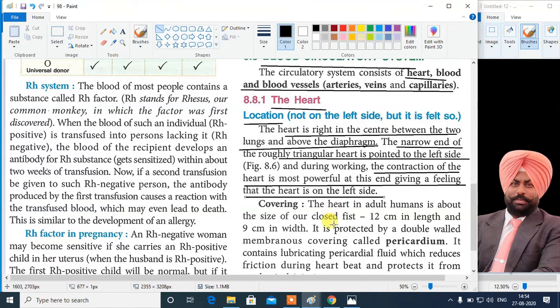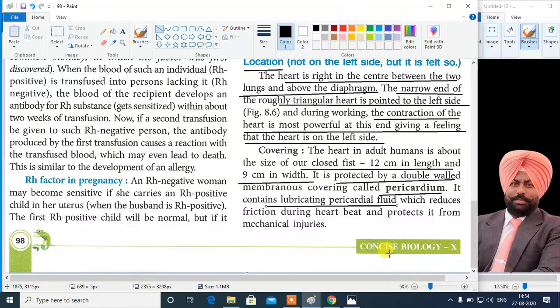The heart of a human adult is about the size of a closed fist, that is 12 cm in length and 9 cm in width. The heart is protected by a double-walled membrane called the pericardium. The double-walled membranous pericardium has a lubricant in it, called pericardial fluid. The function of this pericardial fluid is to reduce the friction when the heart beats, and this reduction in friction helps in protection from mechanical injury to the heart during beating.